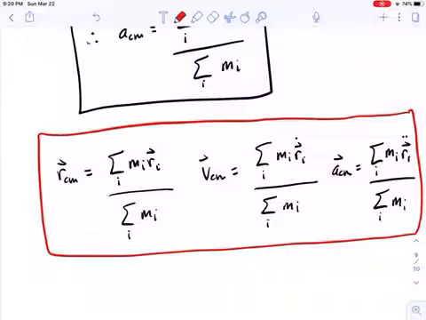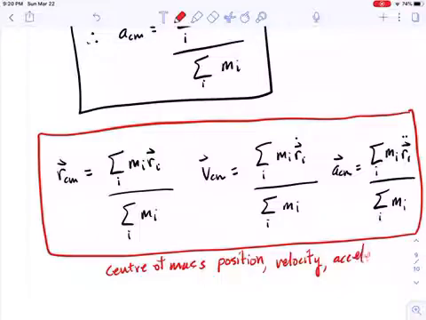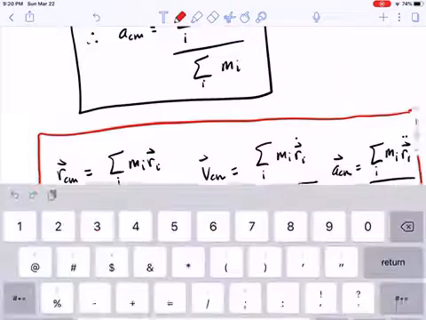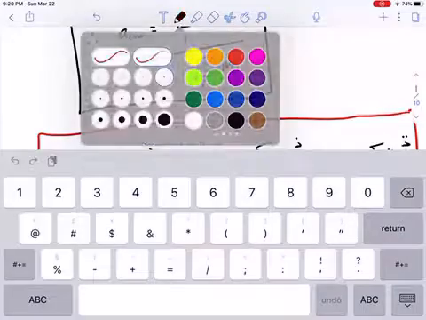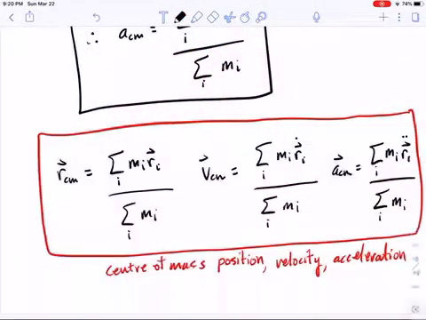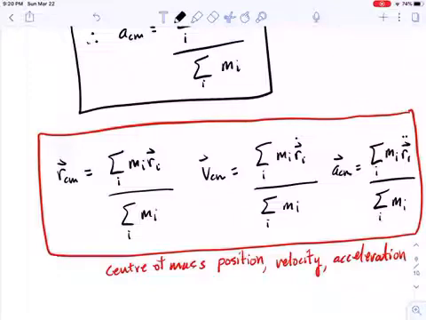Okay, so I'd like to see if we could, well, okay, let's just center of mass position, velocity, and acceleration. So I'd like to see if we could spend a moment here figuring out why it was useful to define these center of mass quantities.